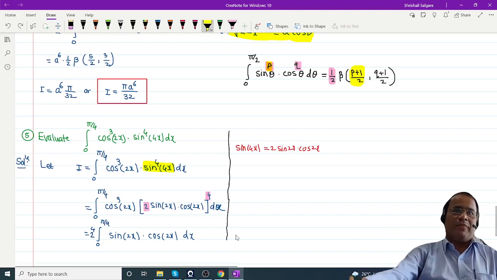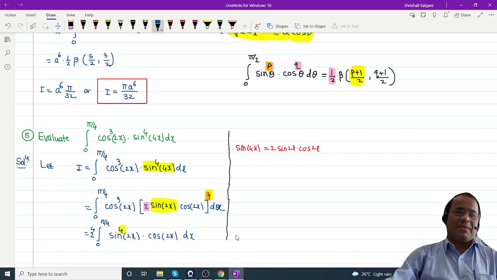Okay, I will highlight the single term here, sine 2x, and that power is 4. So what should I write here? 2 sin x cos x. I am only asking about the power. Sine 2x raised to 4, single term is there.